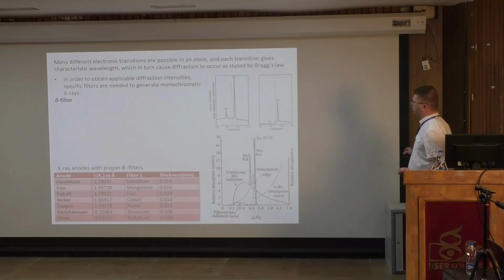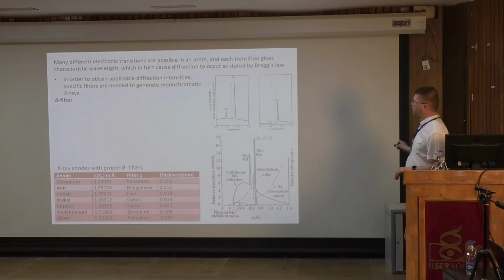If you look at this picture, it's the same as in here, but it's only an enhanced image. This is the background radiation, and beta is here and alpha is here. Alpha is combined, alpha 1 and alpha 2 combined. So what we have to do is a trick where we remove this one.